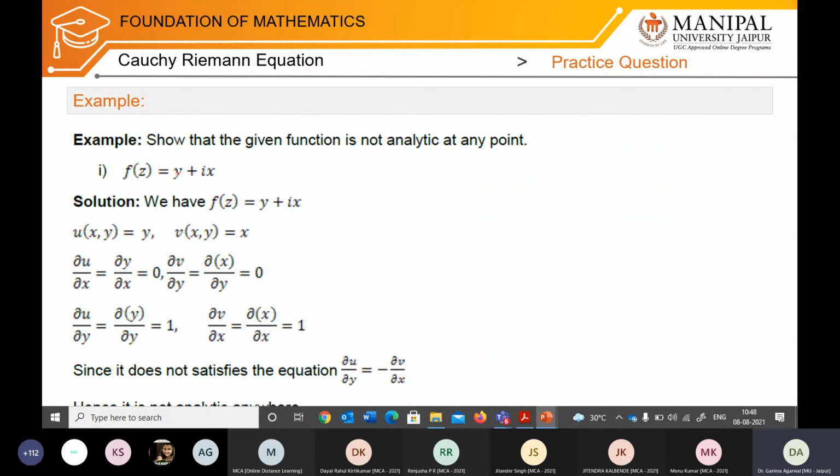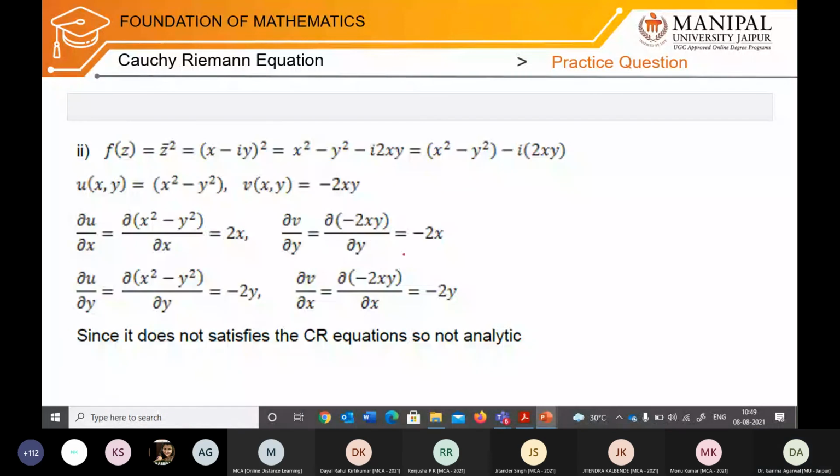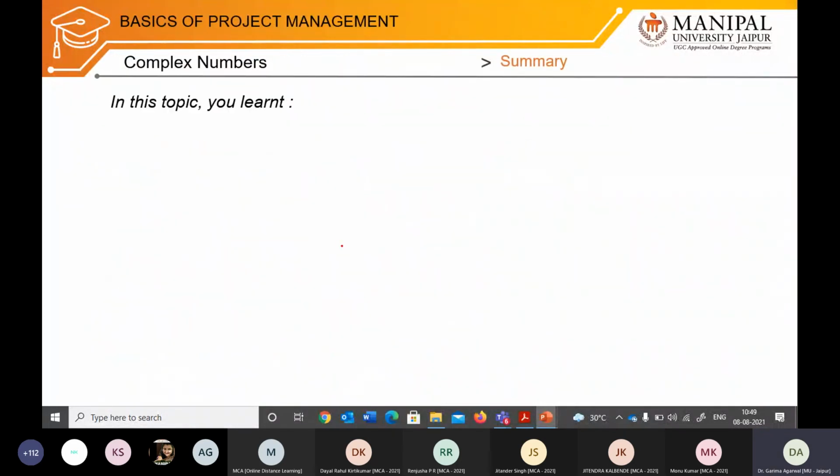We need to prove that this function is not analytic. That means it will not satisfy the CR equation. So u is equal to y and v is equal to x. We'll find the partial derivatives and we can see that del u by del x is equal to del v by del y and del u by del y is equal to del v by del x. But the CR equation says that it should be equal to minus del v by del x, right? So it is not analytic. Similarly, the second term.